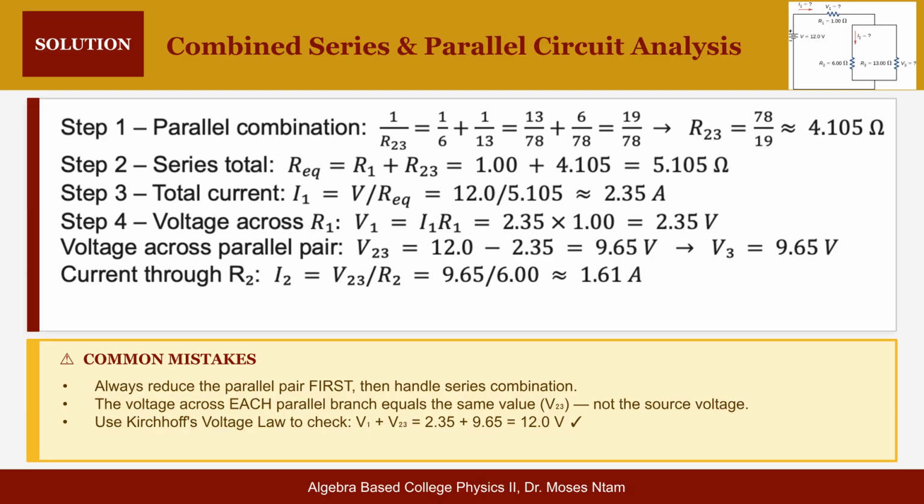Then, find the total current, I1, which is 2.35 A. Finally, back substitute to find the voltages and currents for R1, R2, and R3. Remember to combine parallel components first, and that the voltage across parallel branches is the same.